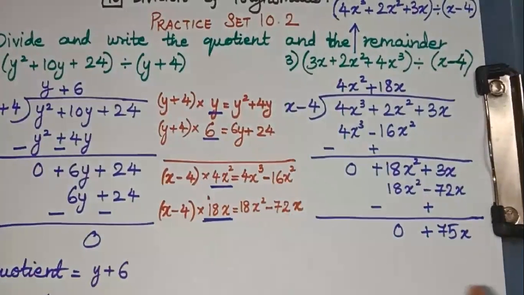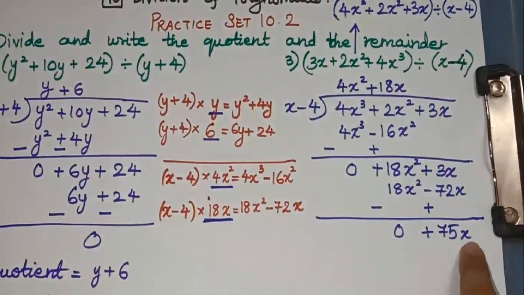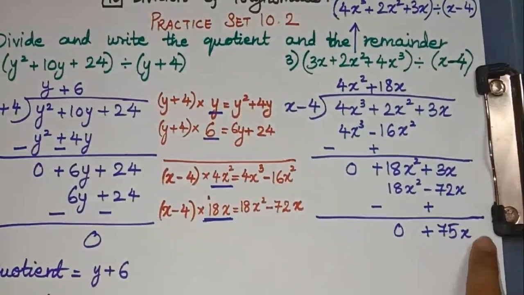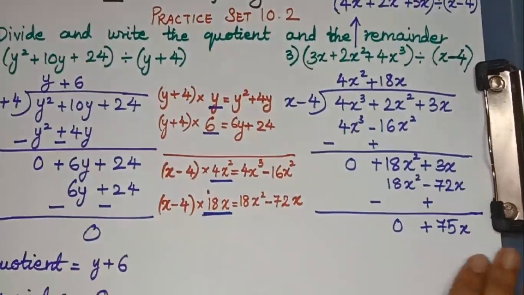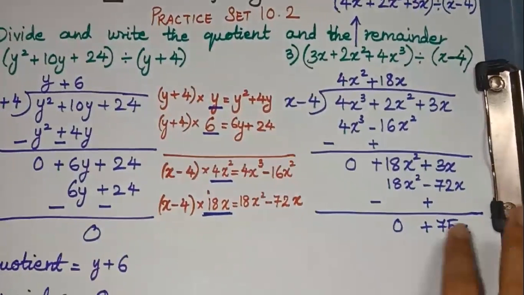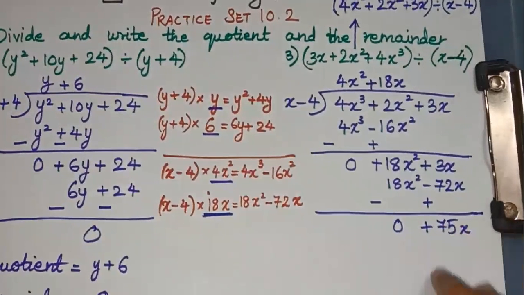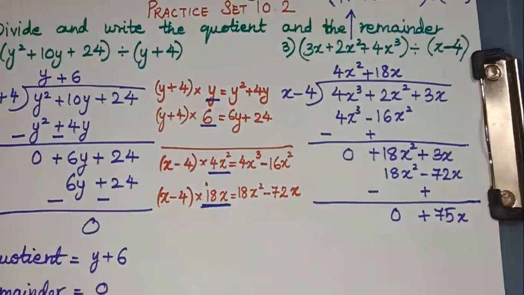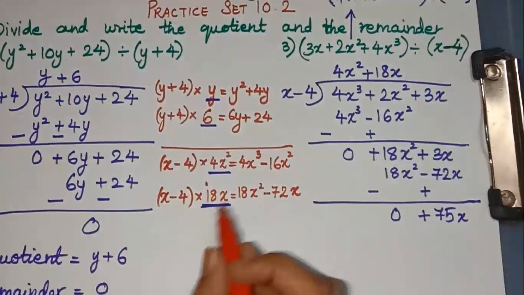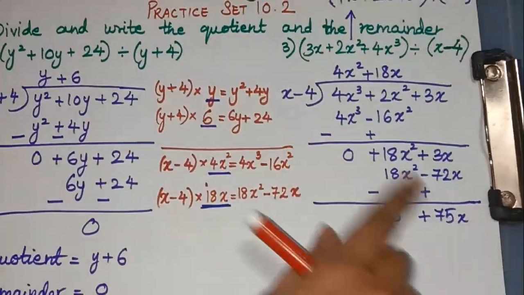Fine. Now girls, as you can see, we still have a number over here with a variable. We are not left with any number that is just a number alone. We are having a number, but it is with a variable. That means we can further go on with the division, because the power is still the same.